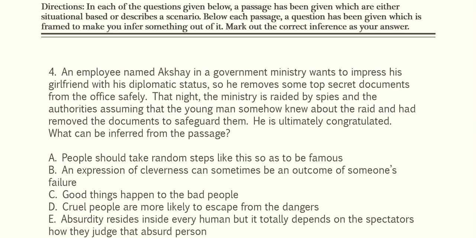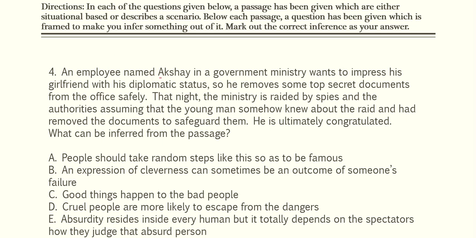An employee named Akshay in a government ministry wants to impress his girlfriend with his diplomatic status. So he removes some top secret documents from the office safely. That night, the ministry is raided by spies, and the authorities, assuming that the young man somehow knew about the raid, had removed the documents to safeguard them. He is ultimately congratulated. So, what can be said? Now, what can be said about Akshay?